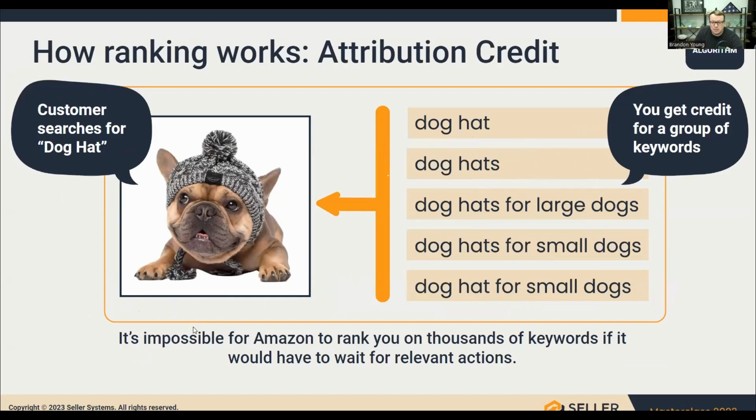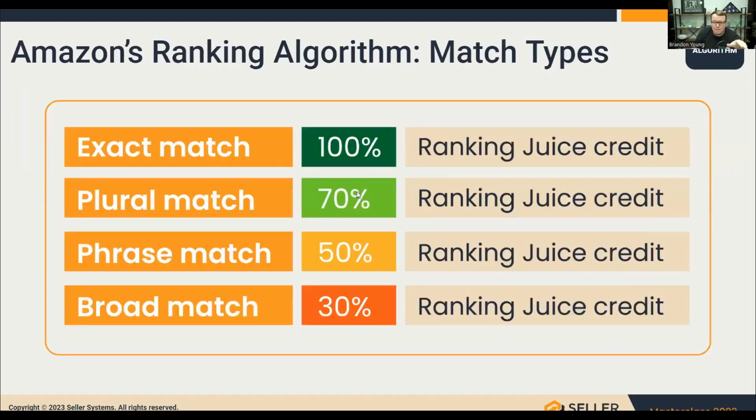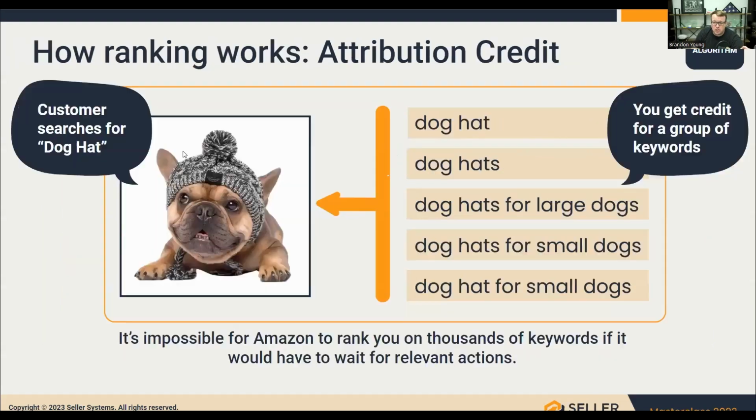But it's impossible for Amazon to rank you for thousands of keywords and wait for an action to happen on each of those keywords. So let's talk about how that match type happens. If it's an exact match, it's going to be 100%. They searched for dog hat, and you're going to get 100% credit for dog hat.